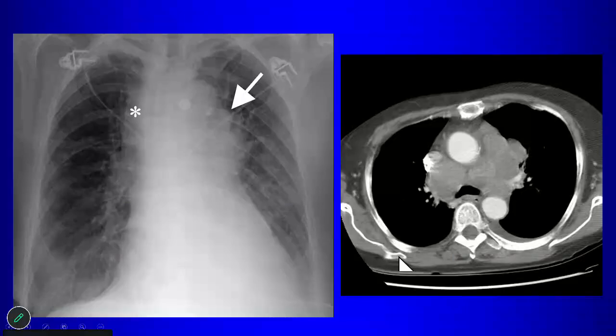What's in your differential for this case? It is lymphadenopathy, but what disease is in your differential? Lymphoma. Anything else? Fibrosing mediastinitis is in your differential for this CT scan? I don't think so. Anything else besides lymphoma? That's all you can muster for this? Well, of course, it could be metastatic disease, right?